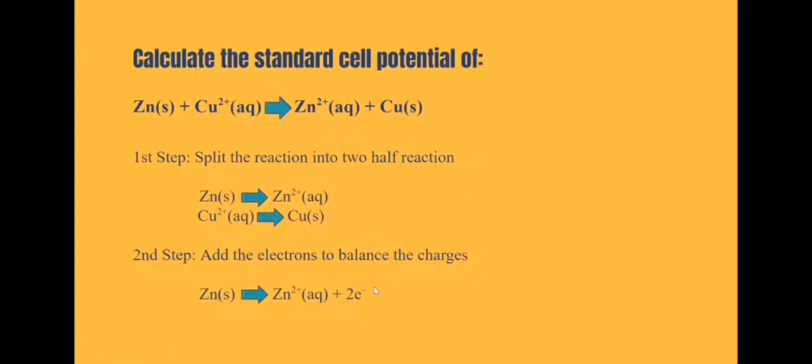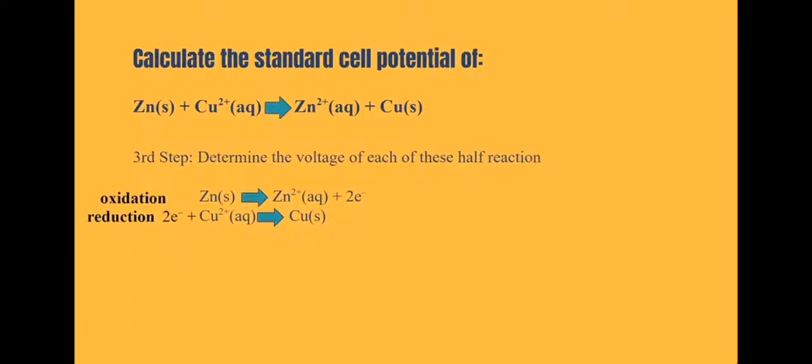Tapos sa copper naman. Sa copper, dahil 2 ulit, edi 2 ulit ang idadagdag natin na electrons para maging ganito ang kalabasan. Then napapansin nyo na ang electrons ng zinc na ito ay nasa right hand side. Kaya ang tawag po sa kanya is oxidation. At ito naman dahil nasa left hand side ang electrons, ang tawag po sa kanya is reduction. Dahil na-add na natin ang electrons, proceed po tayo sa third step. Determine the voltage of each of these half reactions.